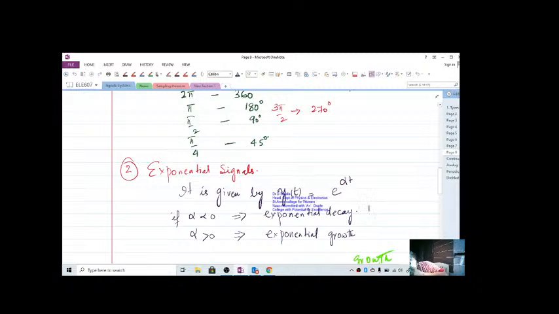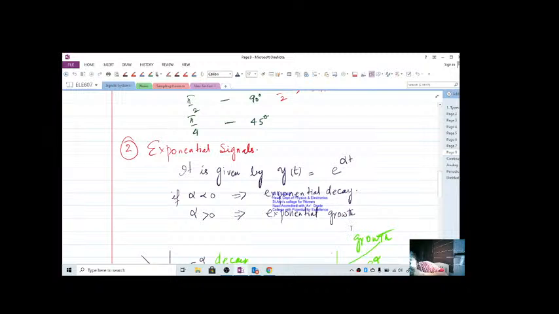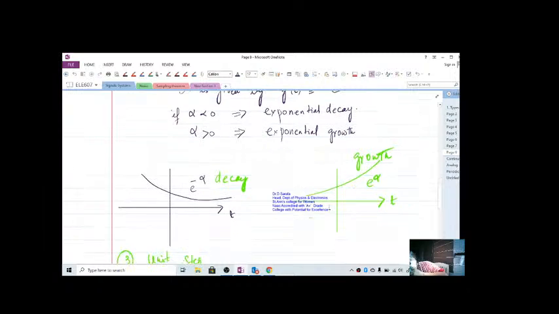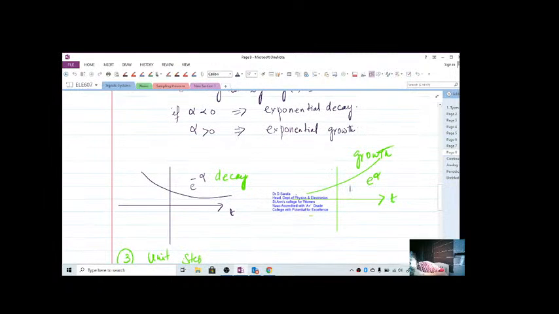Exponential signals are given by y of t is e power alpha t. So you have seen growth and discharge on capacitors and inductors represented by this exponential, this decay and growth. So if alpha is less than 0, it's a decay. If alpha is greater than 0, it is a growth. Basically, we also represent radioactive decays this way. Okay, so this is how it is decaying. This is how the signal is growing.